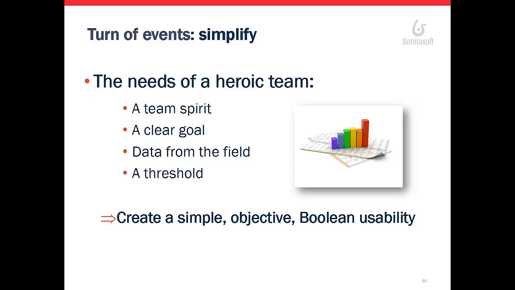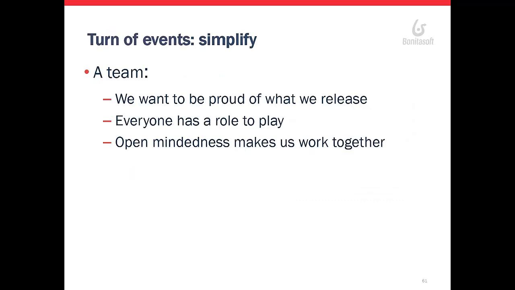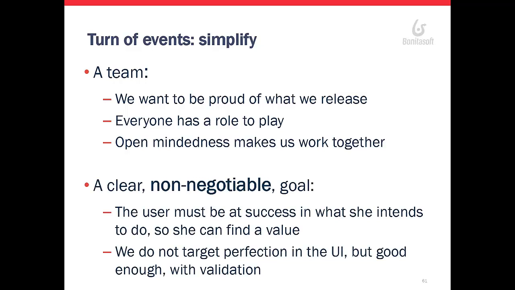We want to create a simple, objective, Boolean usability event. So the team: we want to be proud together of what we release. We want to know that everyone has a role to play, and we know that open-mindedness makes us work together. So it can really seem ideal, but it really works out this way. So we also want a clear, non-negotiable goal.